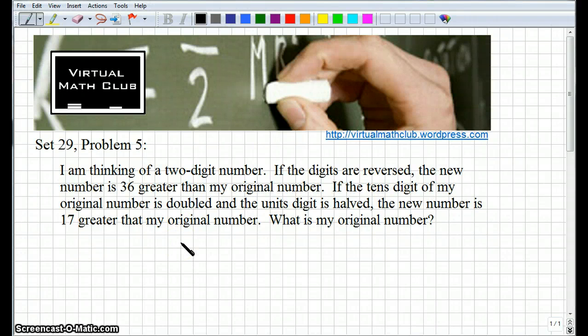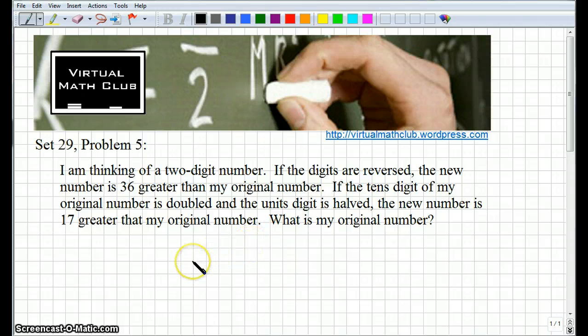Problem number 5. I'm thinking of a two-digit number. If the digits are reversed, the new number is 36 greater than my original number. If the tens digit of my original number is doubled and the units digit is halved, the new number is 17 greater than my original number. What is my original number?